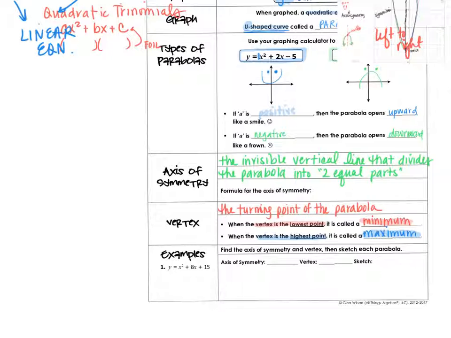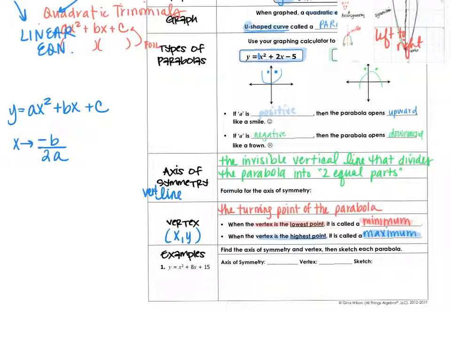So remember that a quadratic equation is y equals ax squared plus bx plus c. The vertex is a point, and the axis of symmetry is a vertical line, okay? So to get the vertex, the x value of the vertex is going to be found by doing negative b over 2a. So negative b over 2a gives you the x value of the vertex.